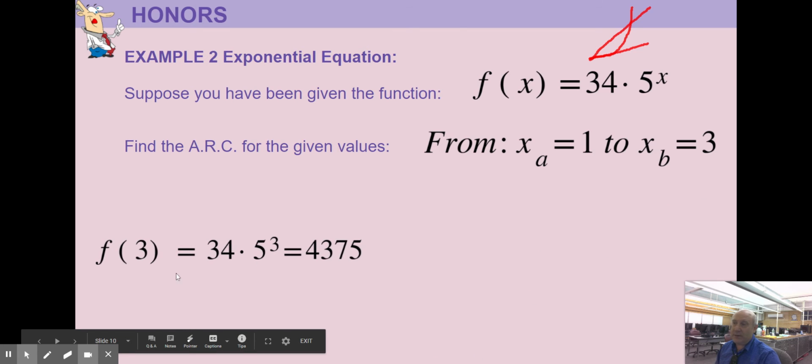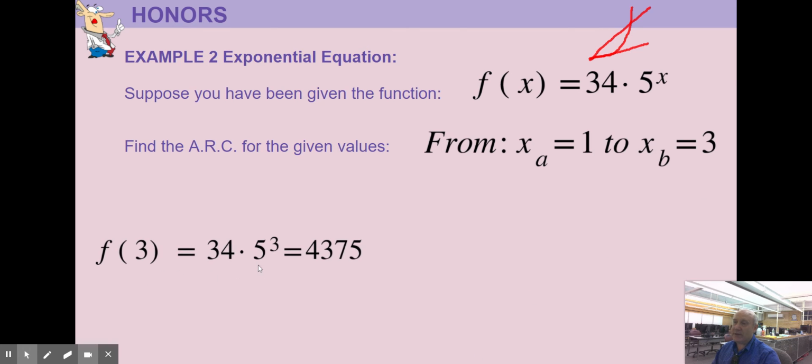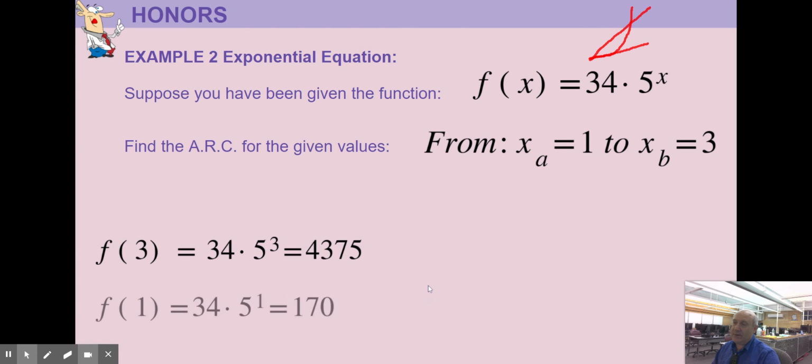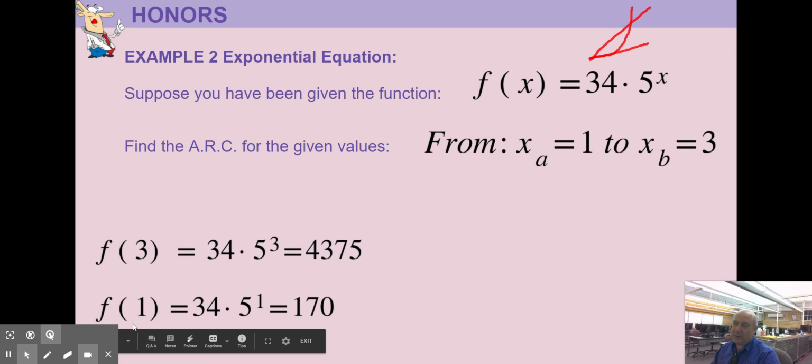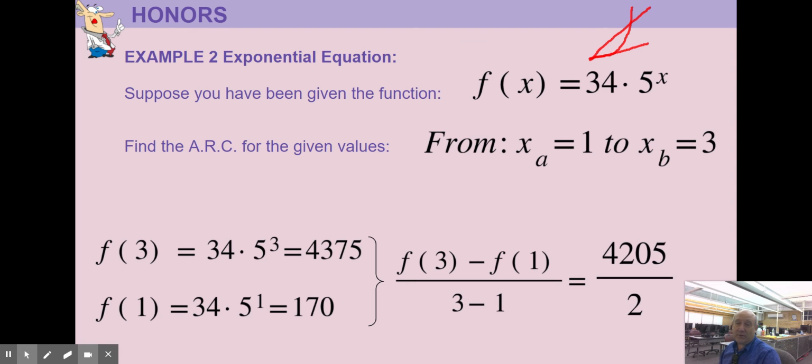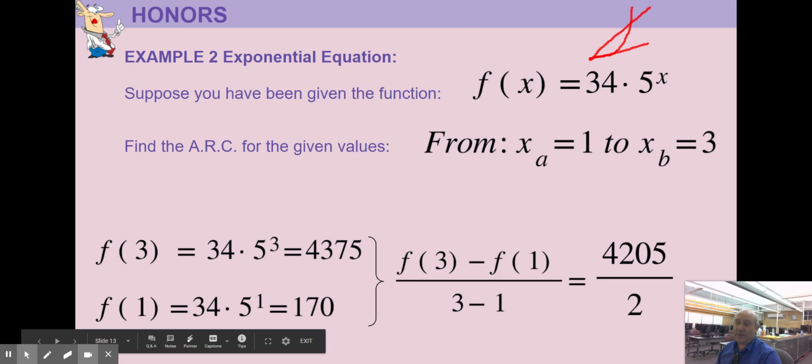First, we plug in 3 in place of x, and in this case, we get 4,375. On the second one, we put 1 in place of x, and we get 170. As we use the definition for finding the average rate of change, taking the function evaluated at 3 minus the function evaluated at 1, over the difference between 3 and 1, we get 4,205 over 2. And that is the simplest form, so we just go ahead and enter it that way.